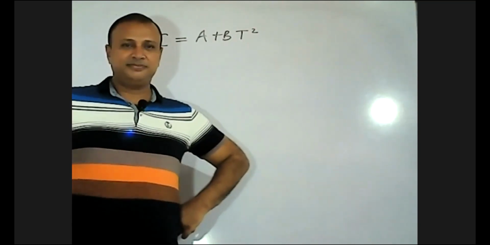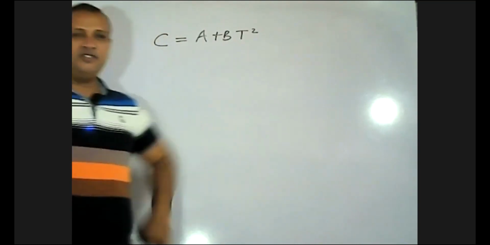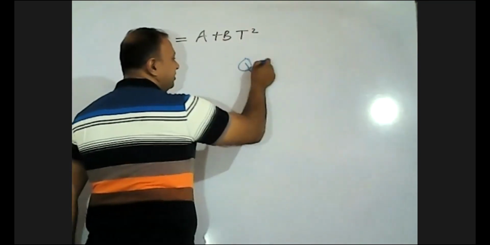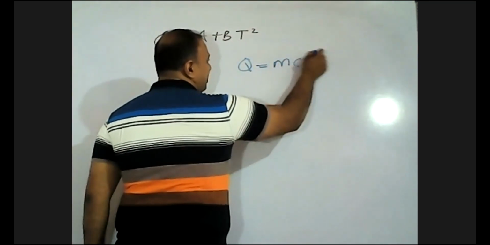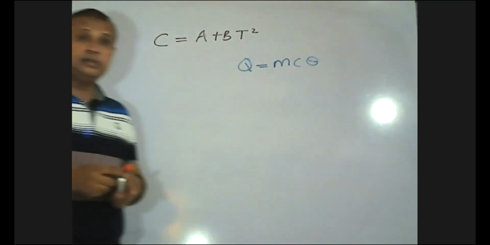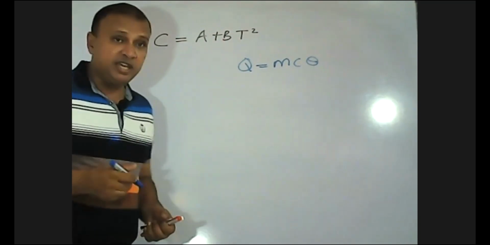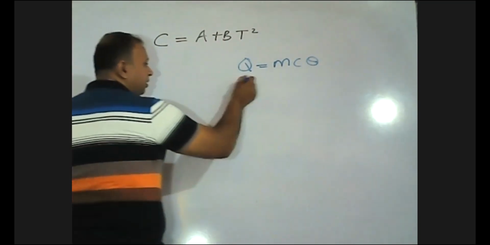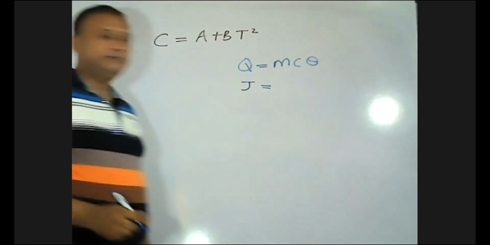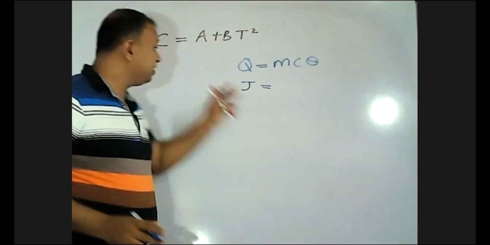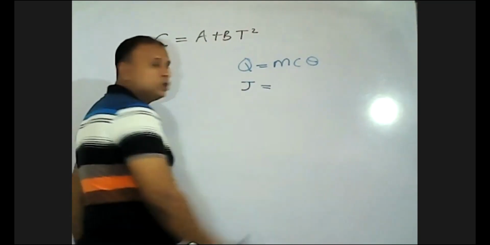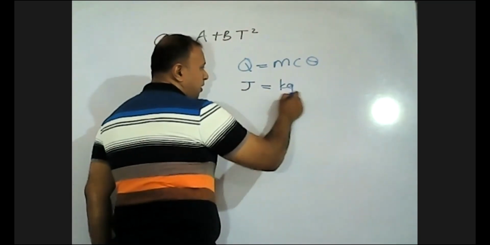Oral physics. Q equals MC theta. Very good, thank you, Putra. Q equal MC theta. So what is Q? Q is equal to heat energy. So Q is measured by joule, as it is an energy. M is a mass. So it is measured by kilogram.